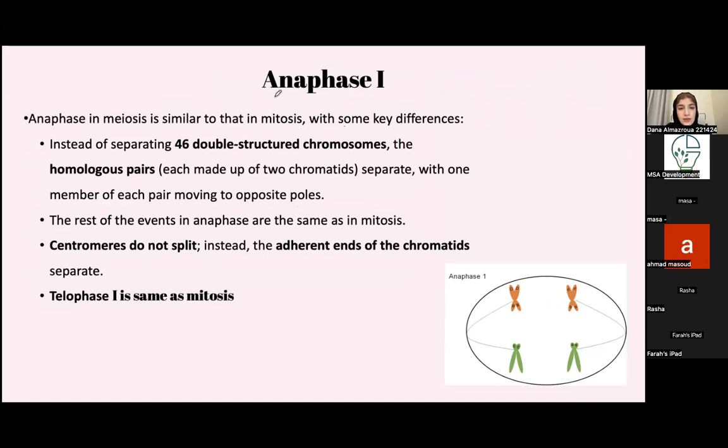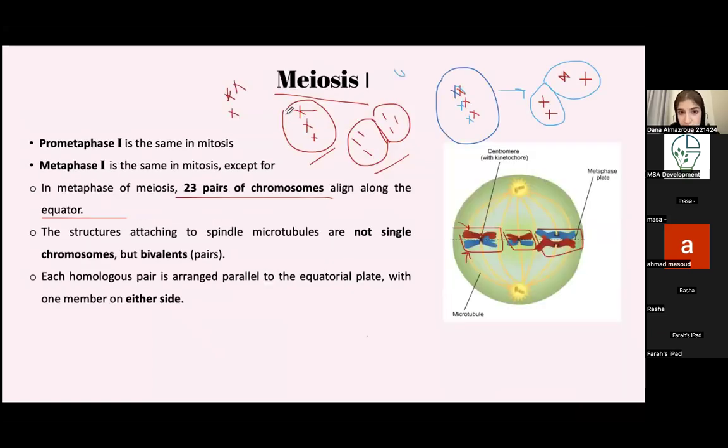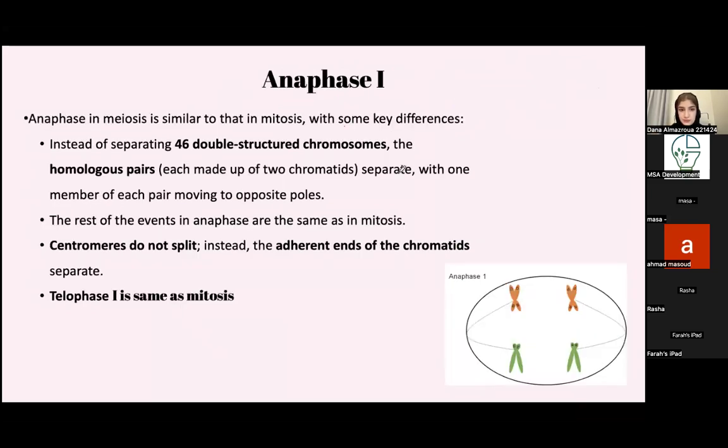Okay, so now we're going to move to anaphase I. Anaphase in meiosis is similar to that in mitosis with some key differences, very similar to the previous difference. Instead of separating 46 double-structured chromosomes, the homologous pairs separate. We said before, in mitosis we're separating the 46 chromosomes, so one chromatid would go here, and one chromatid would go here. However, in anaphase of meiosis I, each chromosome would go to the opposite side. Basically, we're dividing the homologous pairs with one member of each pair moving to the opposite pole, which is what I just illustrated, and it's also shown here.